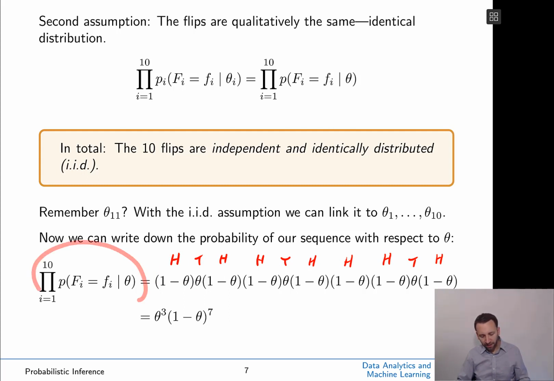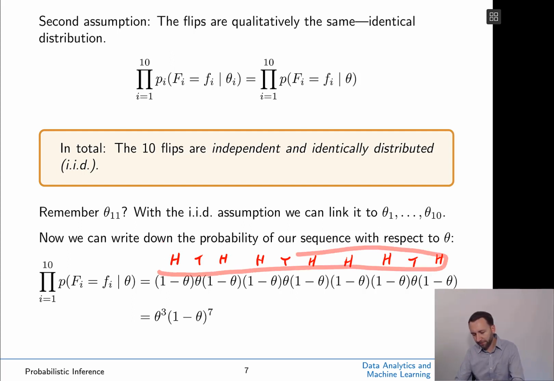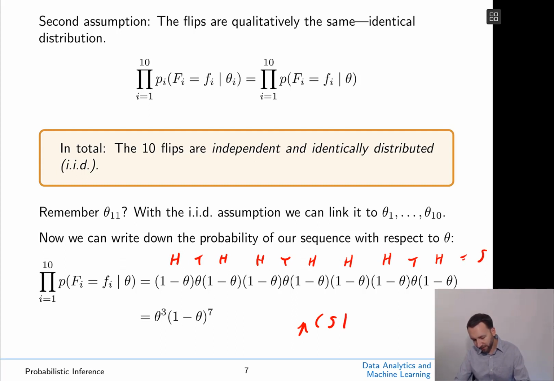Meaning the overall outcome of this is simply theta to the power of 3, theta to the power of the number of tails I saw, and (1 minus theta) to the power of 7, the number of heads I've seen. So this here is the likelihood of our distribution, given this sequence. Let's call this sequence S. The likelihood of the sequence S, given the parameter, is what we see here.